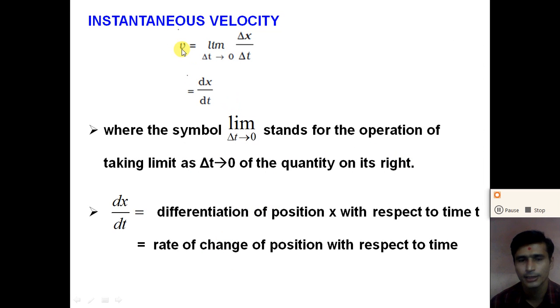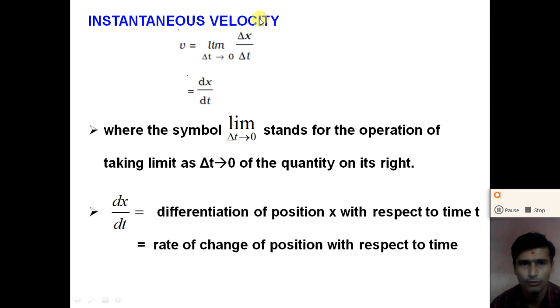We can write instantaneous velocity as the limit delta t tends to 0 of delta x by delta t, or in mathematics this is called dx by dt, where the symbol limit delta t tends to 0 stands for the operation of taking a limit as the time delta t tends to 0. Here delta t tends to 0 means the value of delta t is very close to 0, near to 0 but not 0, that is called the limit delta t tends to 0.